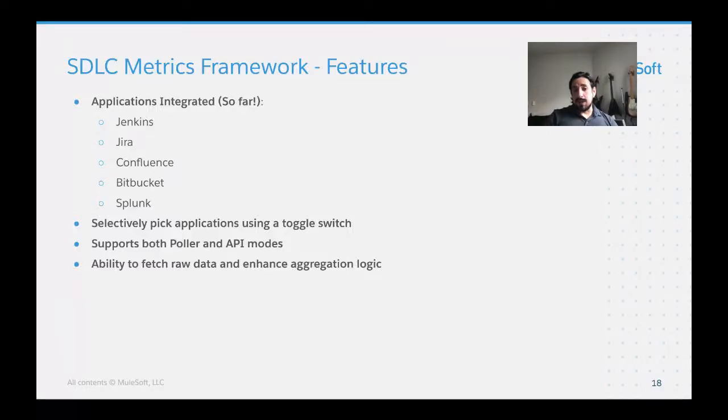So the current features that we have so far are integrations with Jenkins, Jira, Confluence, Bitbucket, and Splunk. To gather specific information, you have specific examples, some metrics from Jenkins, Jira, Confluence, and you can enable or disable these collectors as well. Based on the framework structure, you have the same options. You have the polar and API modes, and you have the ability to fetch raw data as well. So this is an example of this type of metrics in JSON format.